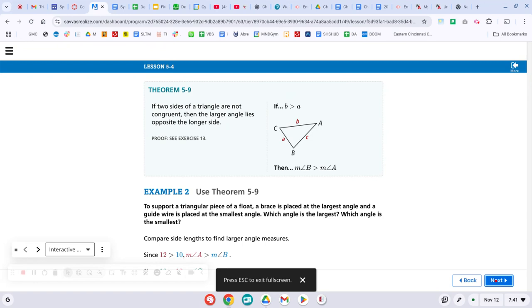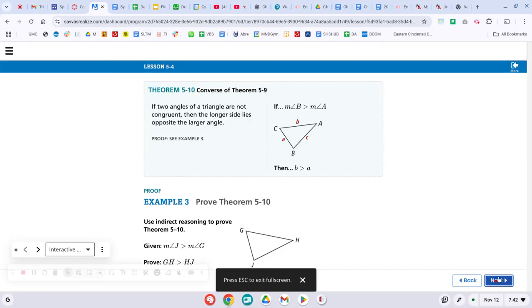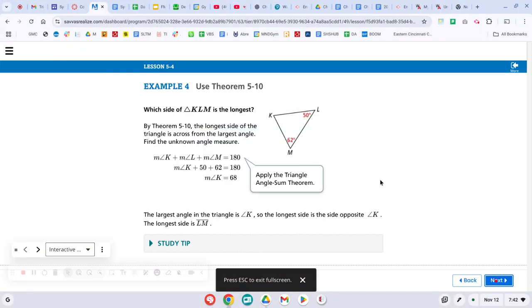If two sides in a triangle are not congruent, then the larger angle lies across the longer side. That's what we just talked about. This is in theorem words. Let's see what else they got for us. If two angles of a triangle are not congruent, then the longer side lies opposite the larger angle. That seems like the converse of the last one. It is. We're not going to go through the proofs.